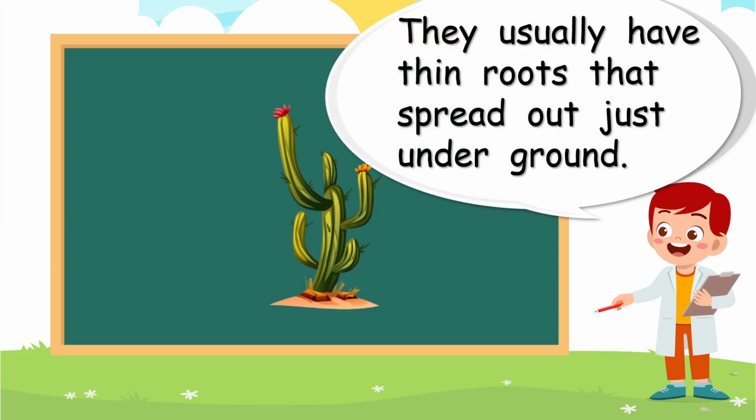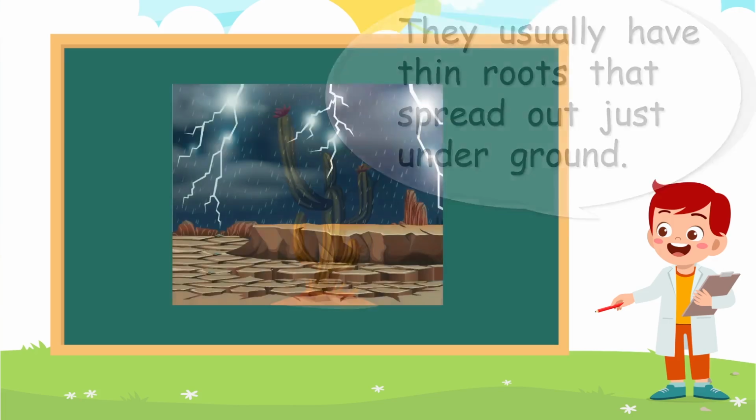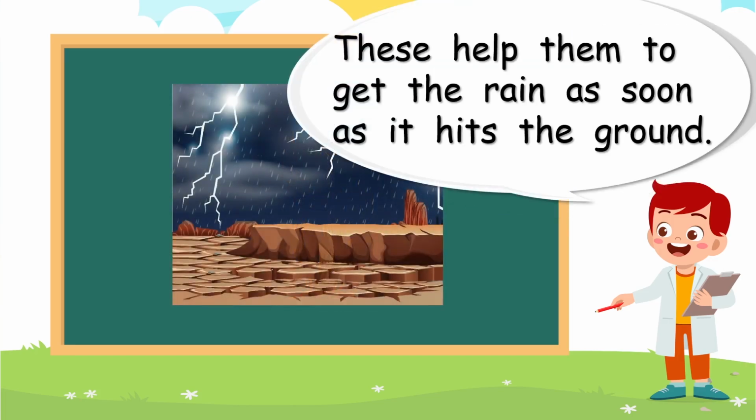They usually have thin roots that spread out just underground. They're very thin and they go far and wide. These help them to get the rain as soon as it hits the ground. So there's not very much rain, but when there is, the cactus wants to get it very quickly. The roots are its special adaptation.